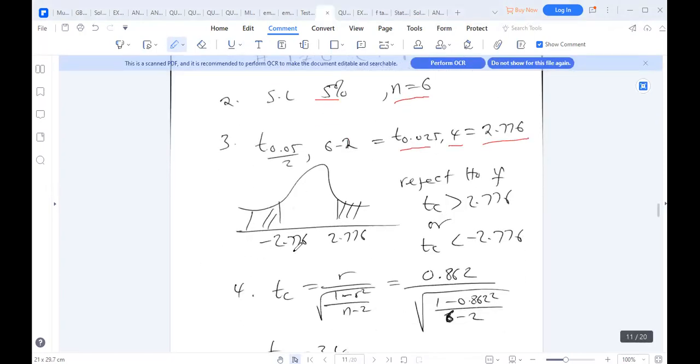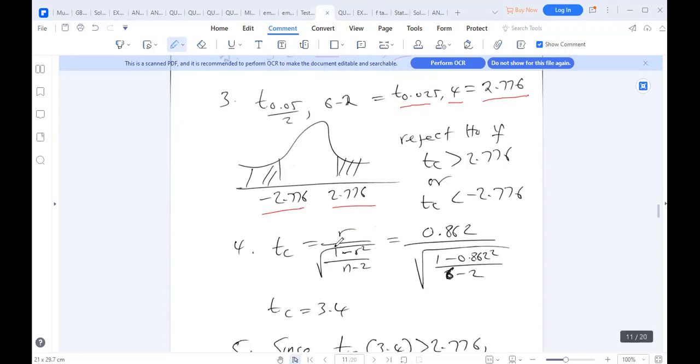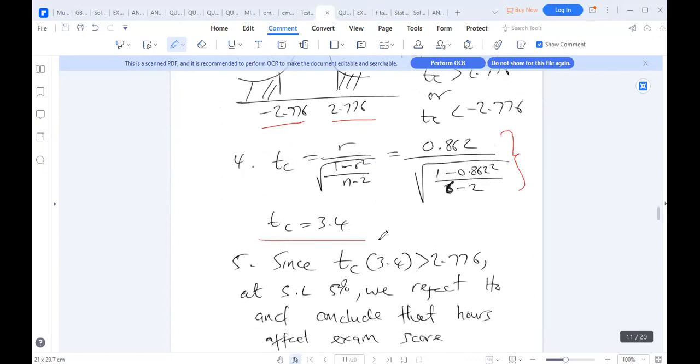If that is done, you now go to putting them in the table, the negative value, the positive value is same. So once you do that, our R is R times the square root of (1 minus R squared) over (n minus 2). So this is 0.862, 1 minus 0.86 to the power 2, then 6 minus 2. When you compute this carefully, you'll find 3.4.